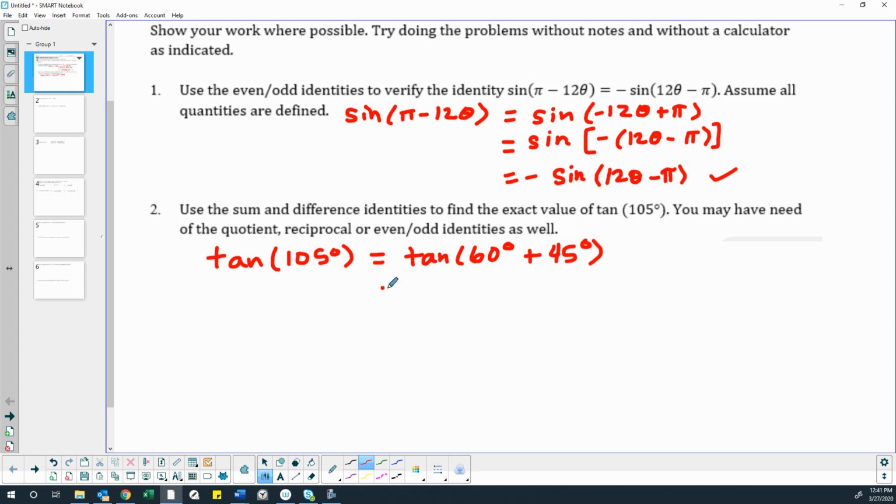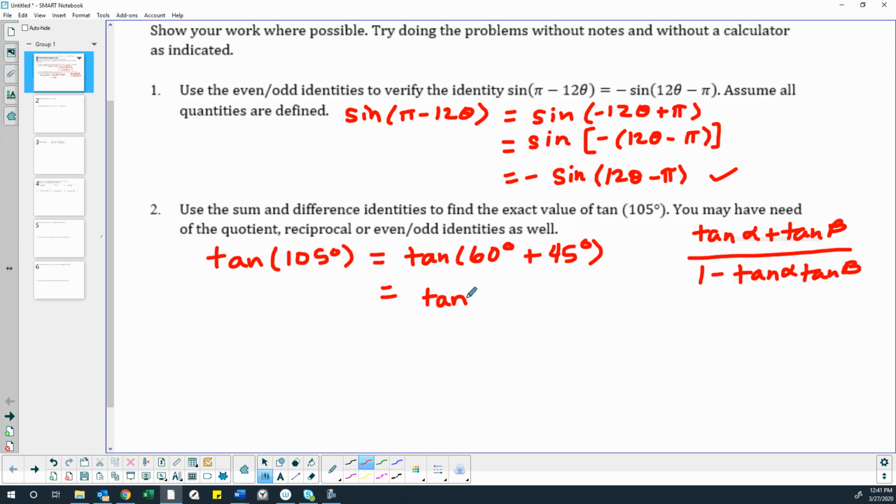Now, I don't have this formula memorized as well as I should. So let's see if I can remember it. I think it's 1 minus tangent. Oh dear, I'm not remembering off the top of my head. Here, I've got it right here. It's tangent of alpha. I'm just going to write it over here. Tangent alpha plus tangent beta over 1 minus tangent alpha times tangent beta.